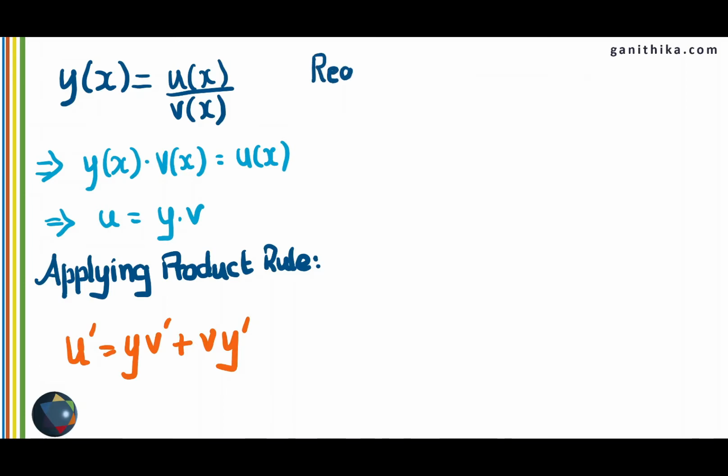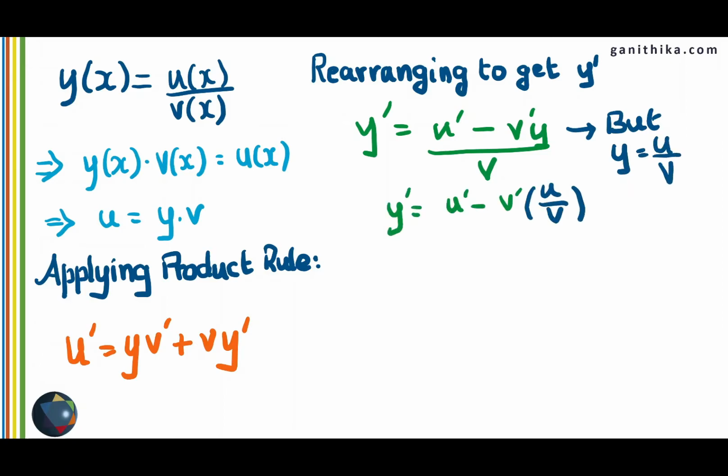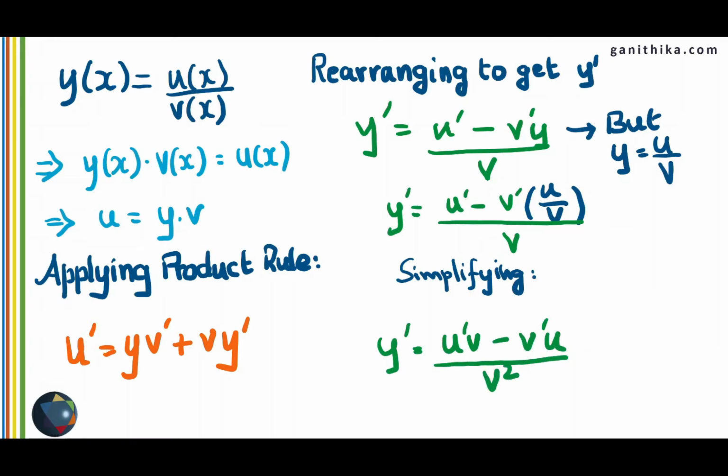Now rearranging this and isolating y dash, we get the expression u dash minus v dash y over v. But what is y? From the question, y is equal to u over v. So substituting that in place of y here, we can simplify this into u dash v minus v dash u over v square. And this is the quotient rule. Therefore, the derivative of u over v is u dash v minus v dash u over v square, where u dash and v dash are the derivatives of u and v.